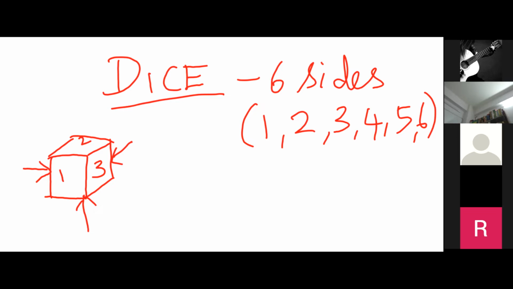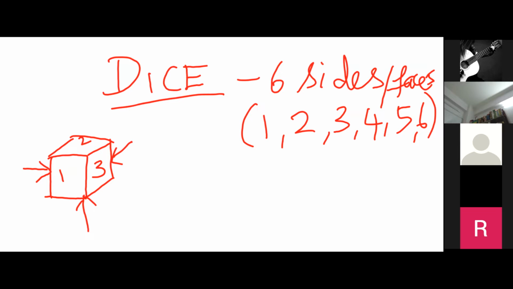You can say sides or faces also, your own term, whichever you give. I have no objections with that. I prefer the word sides. So a dice will have 6 sides.